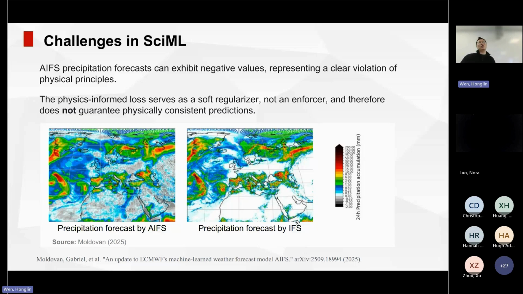So we know for the MSE terms or something, the AI models are very good. They can even beat the physical model within 3 days or something. But the right panel is issued by the physical model. Obviously, there are not such kind of silly issues. So this is what I call the physical consistency issue.